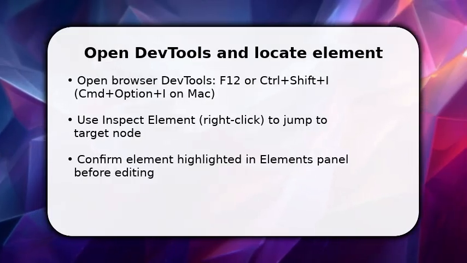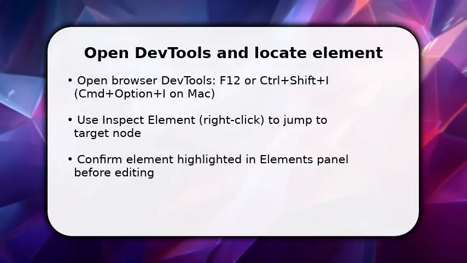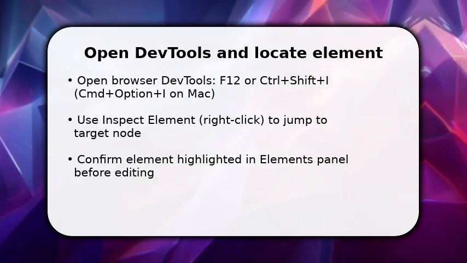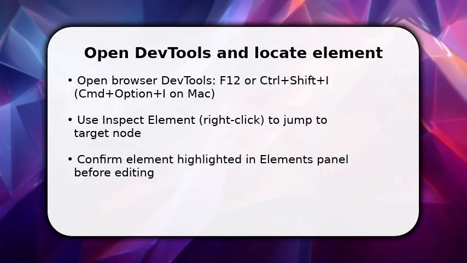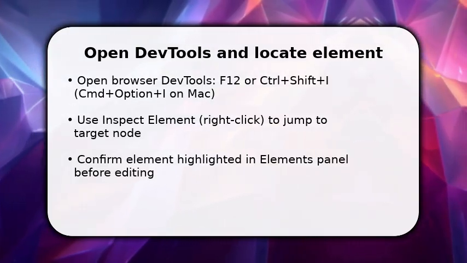You start by opening the browser DevTools with F12 or Control plus Shift plus I. On Mac, use CMD plus Option plus I. Once open, right-click the text on the page and choose Inspect to jump directly to its DOM node. You'll see the element highlighted in the Elements panel.